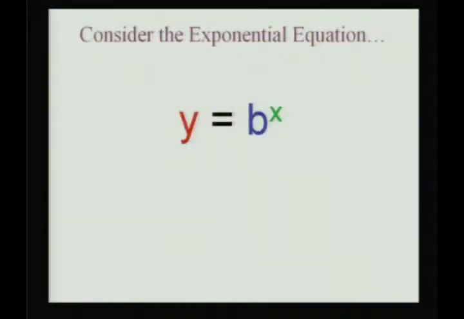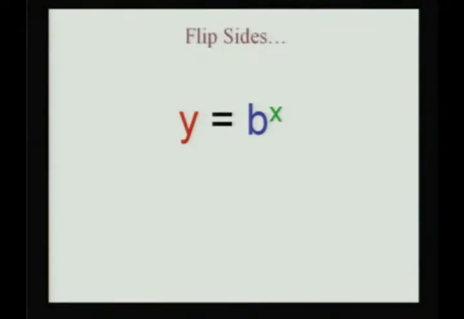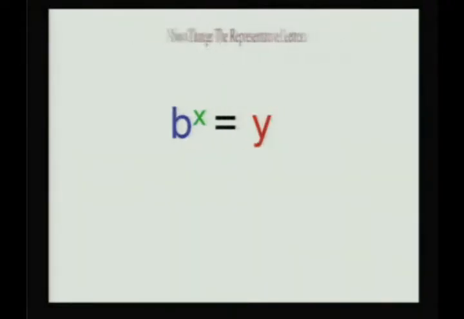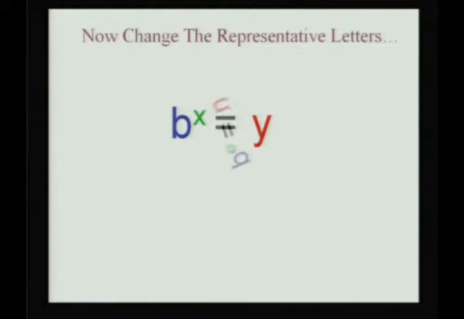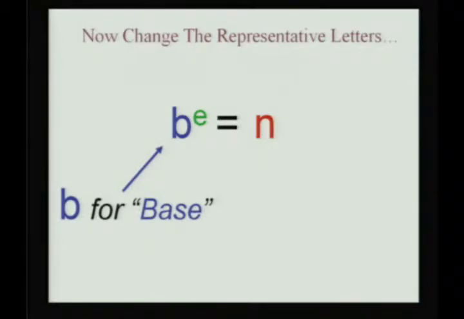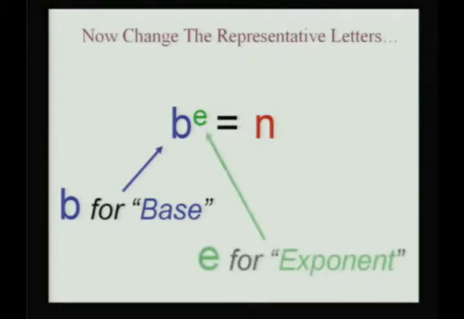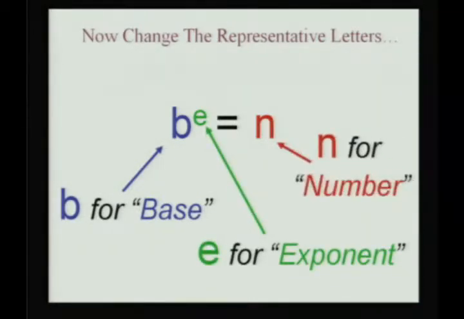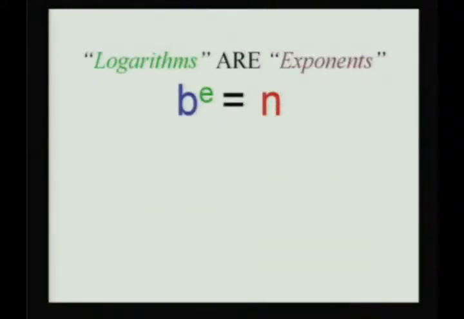Why would the logarithm base 8 of 64 be 2? Consider this exponential equation, y equals b to the x. If we flip everything, we've got a lot of letters here. Let's change the representation of these letters. I call b the base, and what used to be x is the exponent, and n is the number.